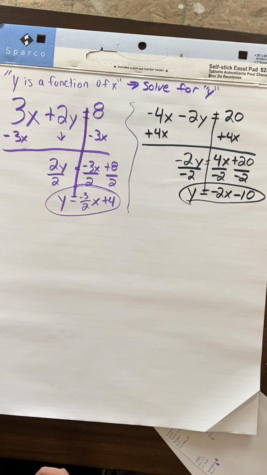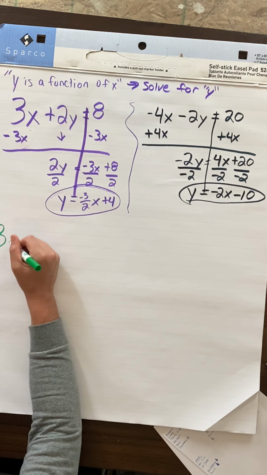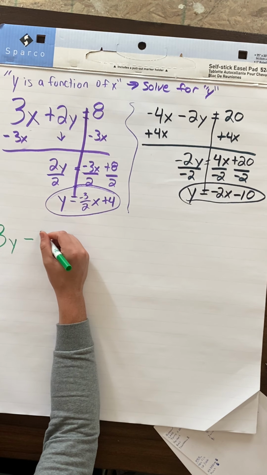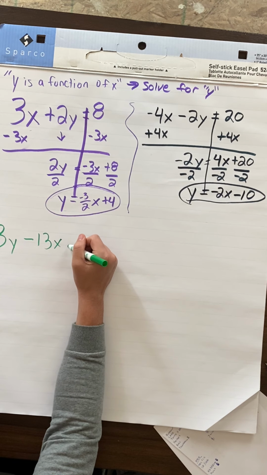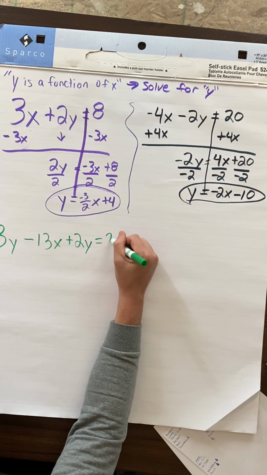Let's do another one like that. 3y minus 13x plus 2y equals 25.